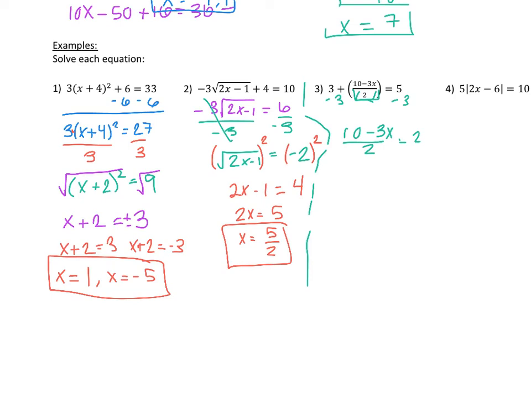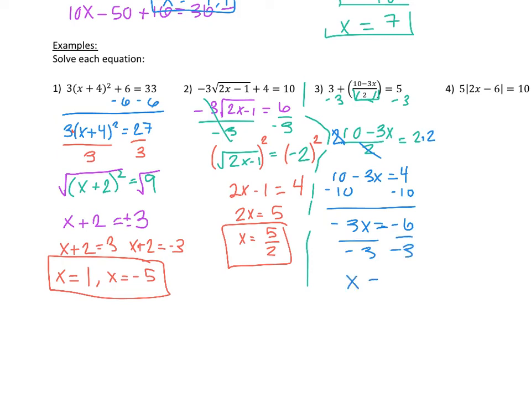I do have a fraction, so we can consider fraction busters, multiply by 2 on both sides, and that 2 over 2 goes away, and I'm just left with 10 minus 3x equals 4. Subtract 10 from both sides. So now I'm undoing what's happening to x. And I get -3x equals 4 minus 10, which is -6. Divide by -3. And I have x equals -6 over -3, which is 2.